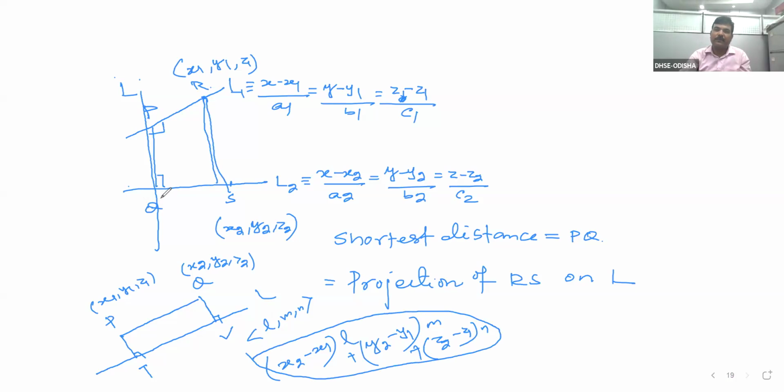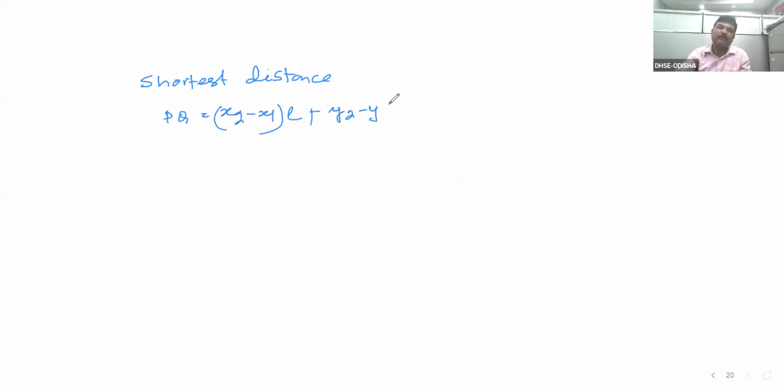So the shortest distance PQ is equal to (x2 minus x1) into L plus (y2 minus y1) into M plus (z2 minus z1) into N. So L, M, N are the DCs of the line L. We have the DRs of the line L as B1C2 minus B2C1, C1A2 minus C2A1, A1B2 minus A2B1.